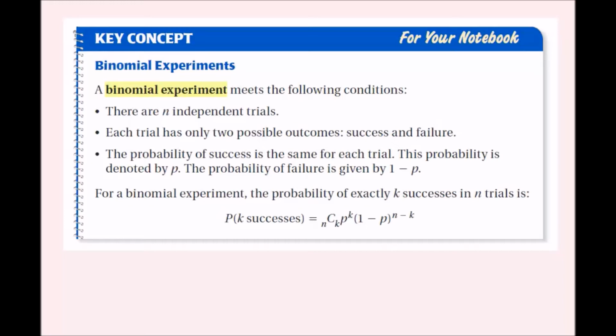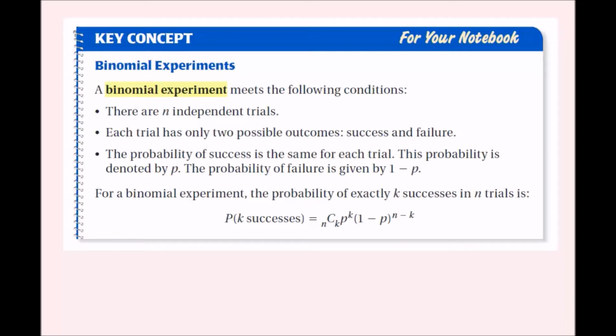There are n independent trials, so you do something n times. And for each trial, you can either get a success or a failure. So it's like flipping a coin. We'd say heads would be a success maybe, tails would be a failure, or flip it, tails would be a success, heads is a failure. But really there's only two outcomes, success and failure.